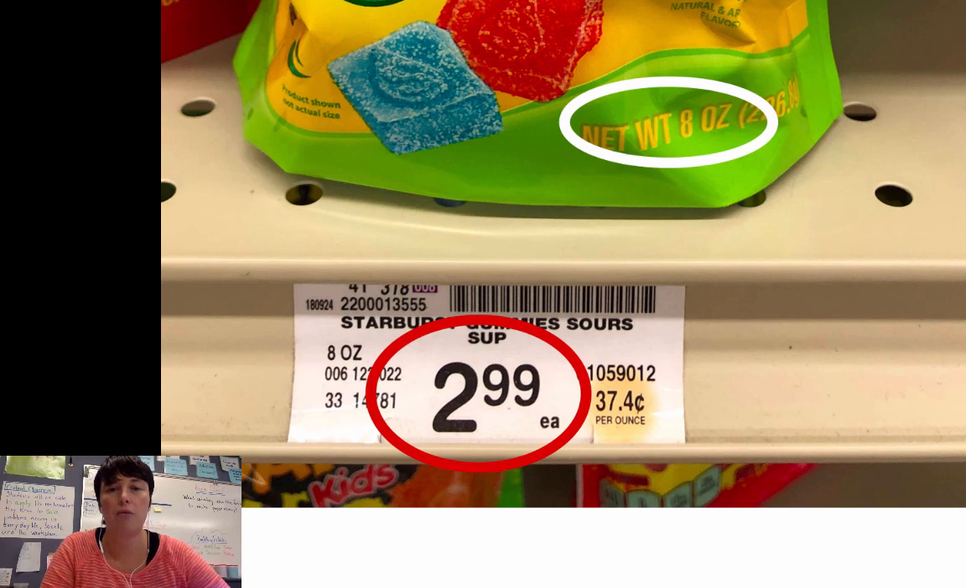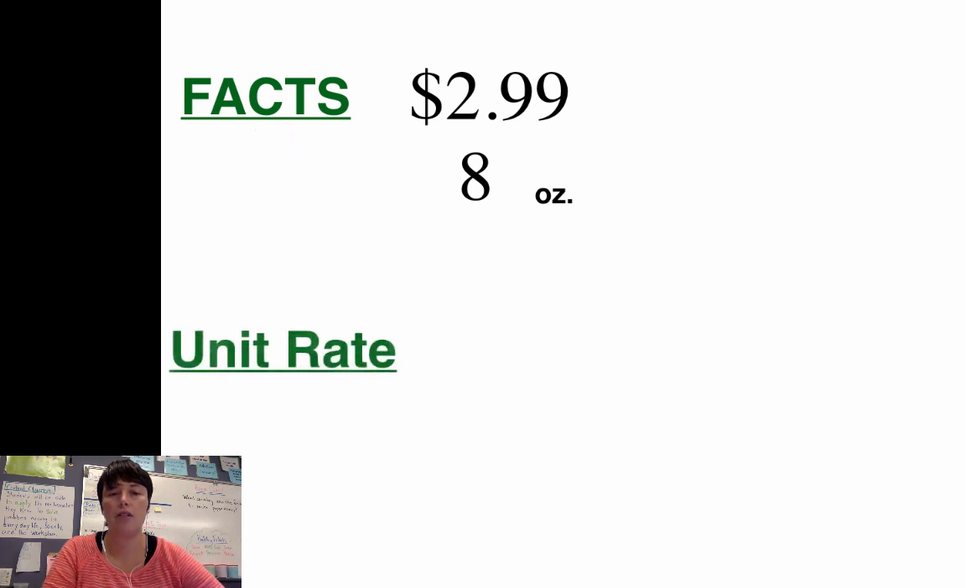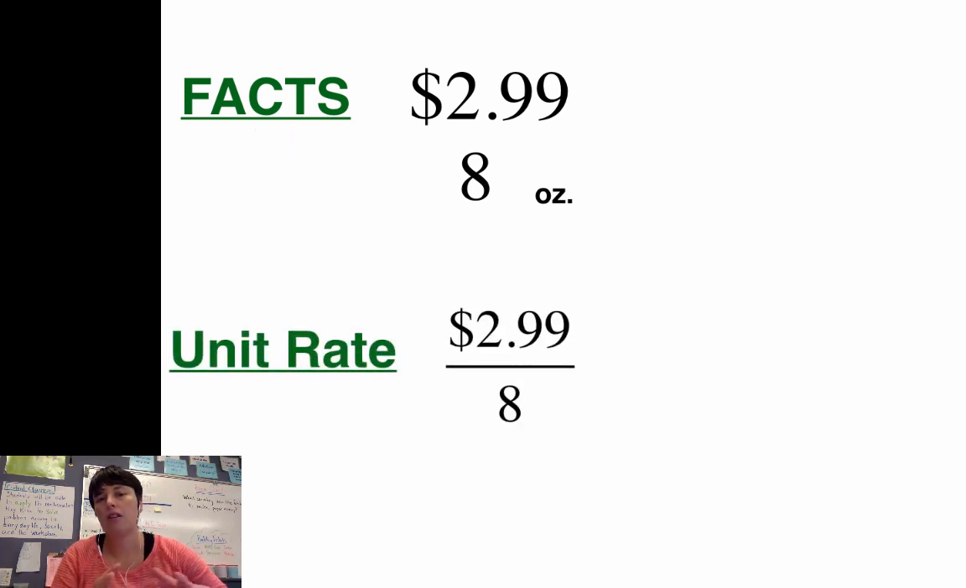What's my unit rate? So here's what we're going to do. We're going to write down the facts. So the facts are, it costs $2.99 for this bag of Starburst gummies. There is 8 ounces worth of candy in the bag. So we're going to turn that into our unit rate. And our unit rate means take it as a fraction, $2.99 over 8, and divide it down. We'll divide by 8 to get that 1 in our denominator.